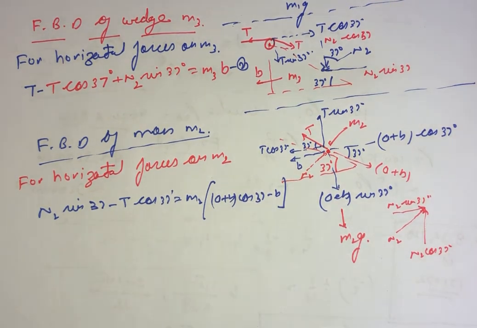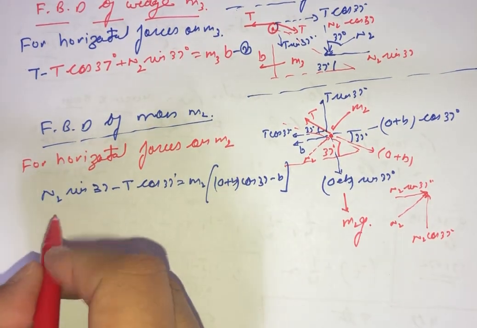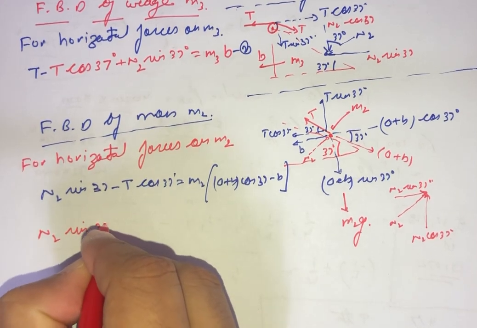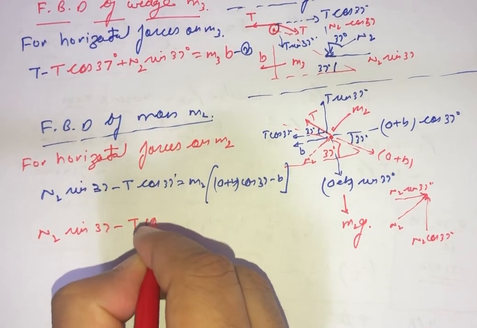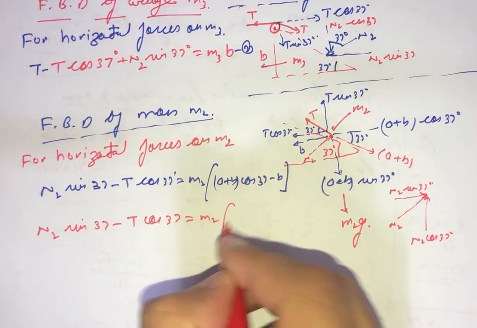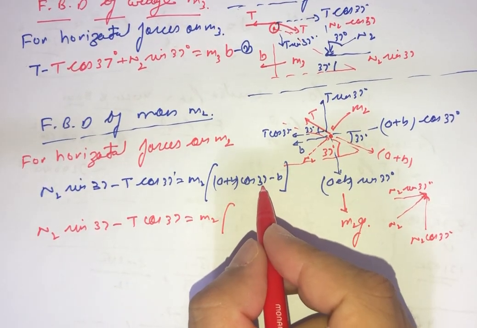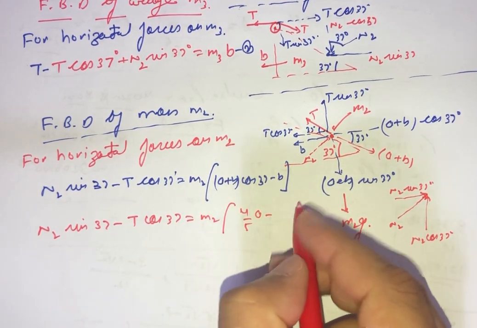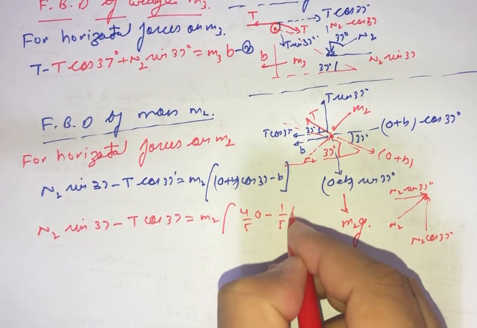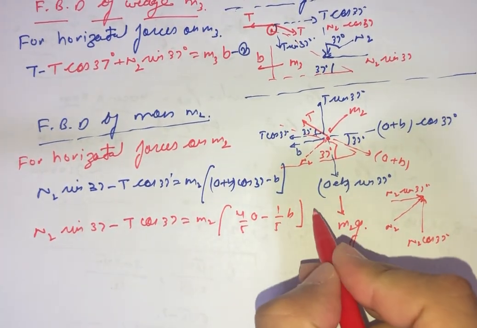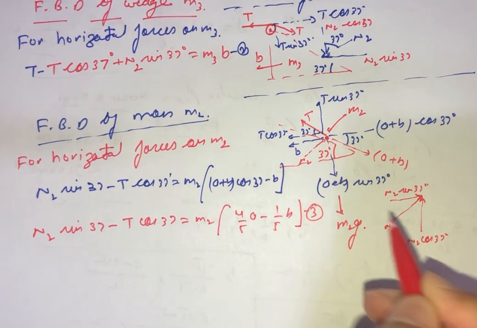This can be solved as, you can further simplify this part. So we can write N2 sine of 37 minus T cos of 37 will be equal to M2. If you put value of cos of 37, we can write this as 4 upon 5a minus 1 upon 5b. And let us call this equation number 3.